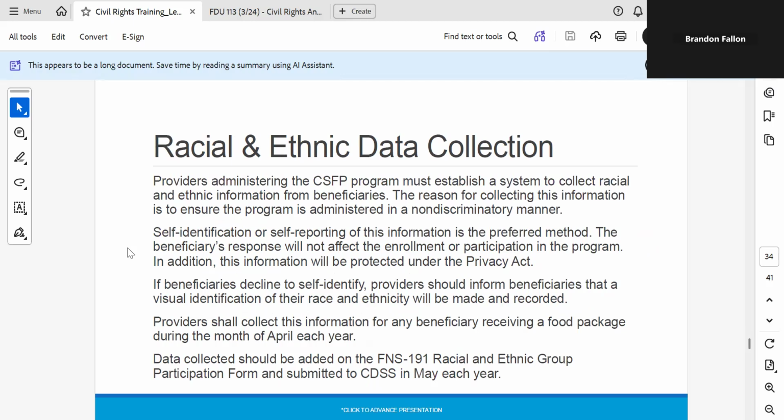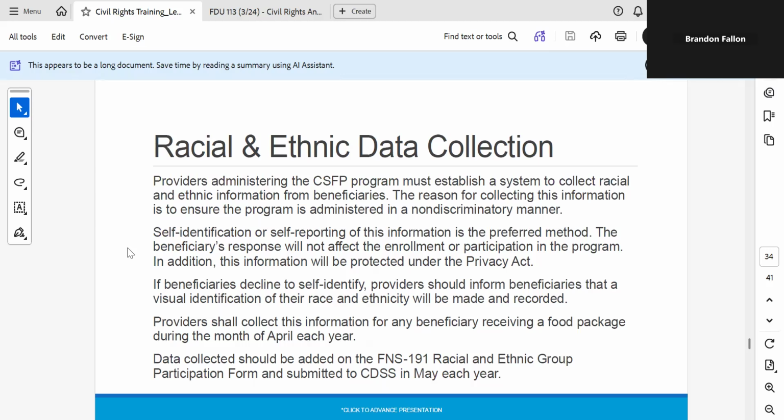Providers administering the CSFP program must establish a system to collect racial and ethnic information from beneficiaries. The reason for collecting this information is to ensure the program is administered in a non-discriminatory manner. Self-identification or self-reporting of this information is the preferred method. The beneficiary's response will not affect the enrollment or participation in the program. In addition, this information will be protected under the Privacy Act.